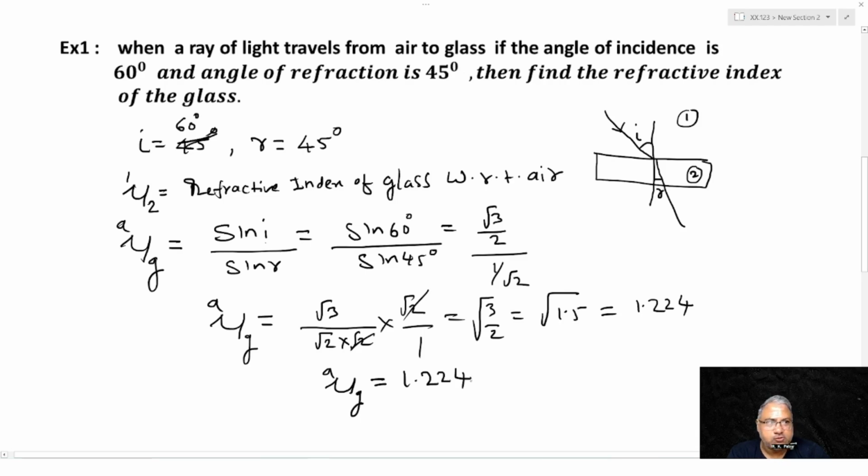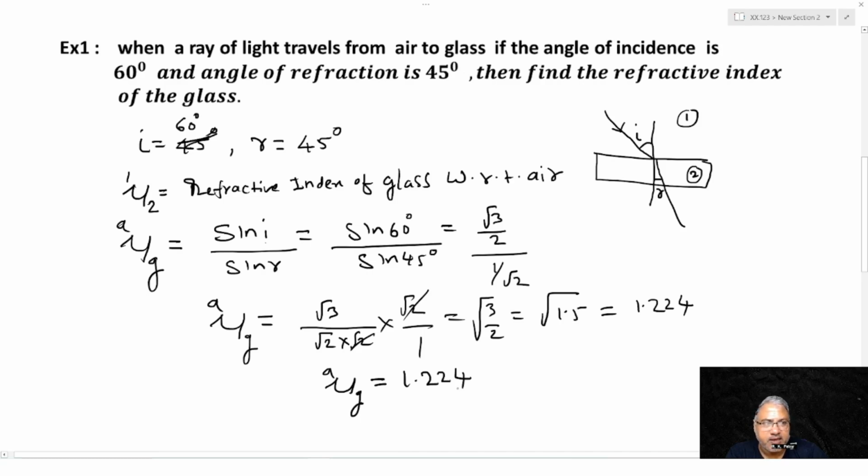And refractive index is also called index of refraction. So there are two names. Either you can call it refractive index or index of refraction. So the refractive index of glass with respect to air equals 1.224. I hope you understood this example.